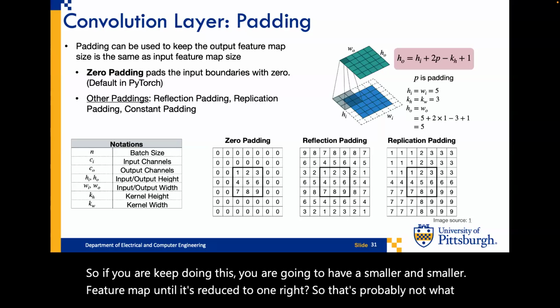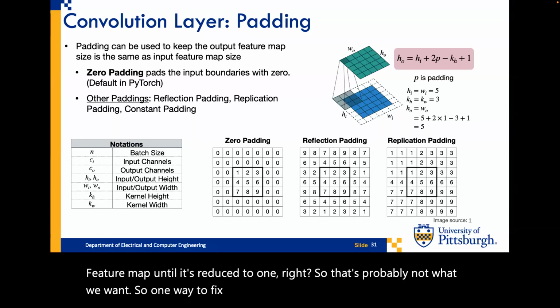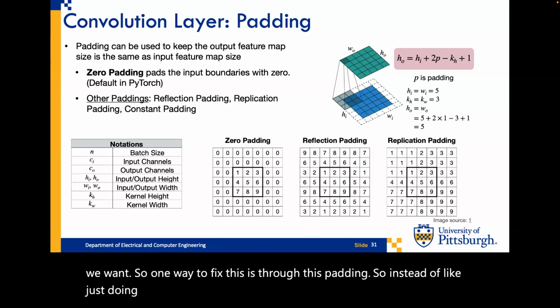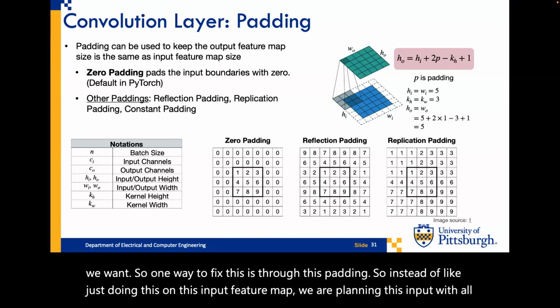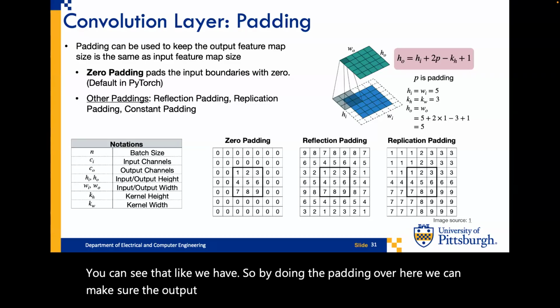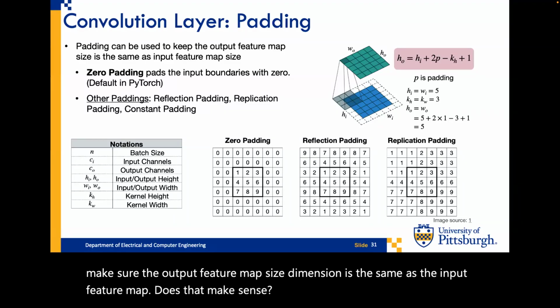One way to fix this is padding. Instead of just doing this on the input feature map, we pad the whole input with zeros. By doing the padding here, we can make sure the output feature map has the same dimensions as the input feature map. Does that make sense?